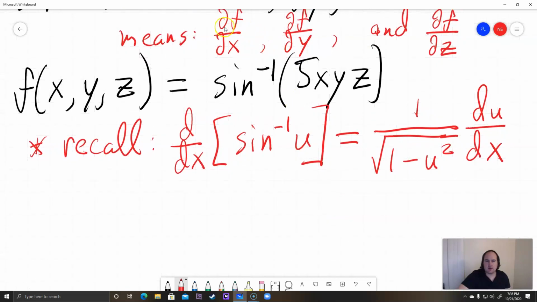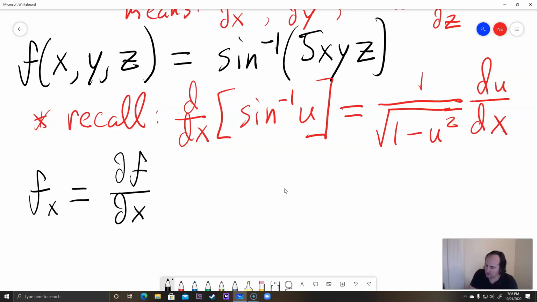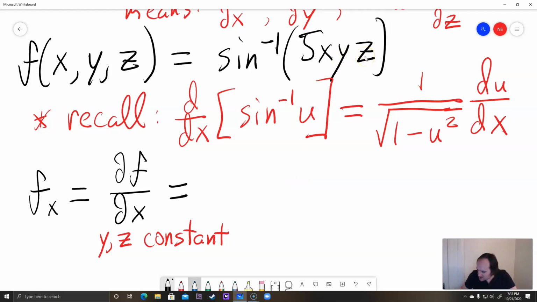So let's start with partial f, partial x. The way they're writing it is f sub x, but that's equal to partial f, partial x. And just like with two variables, if you're taking the partial derivative with respect to x, the other two variables, y and z, are treated as constants. That's actually what a partial derivative means: you treat all the other variables as constants besides the one you're taking the derivative of. So here, y and z, and also the 5, are all constants.